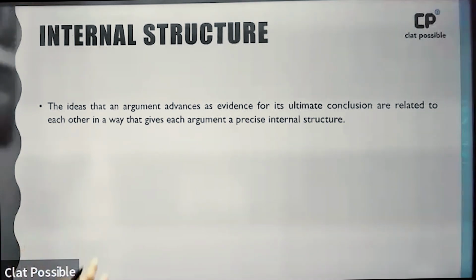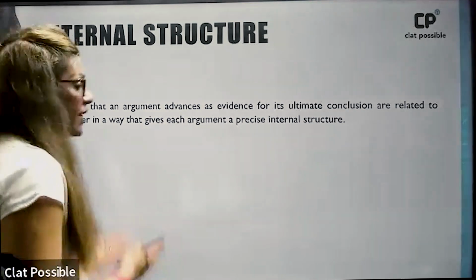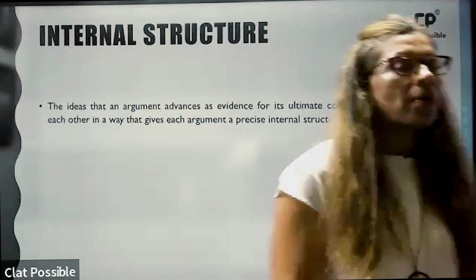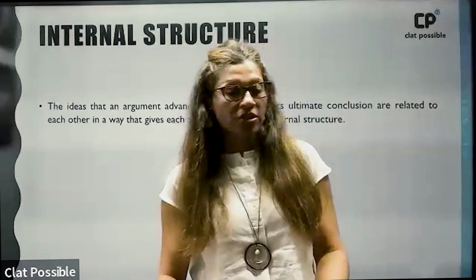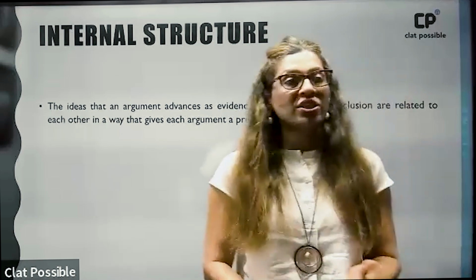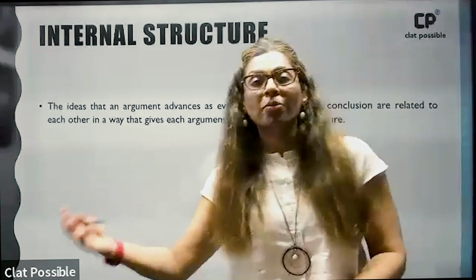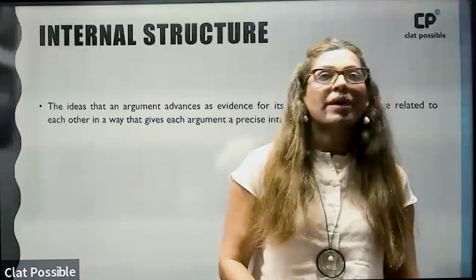Any idea that an argument wants to prove, which we call the ultimate conclusion, is related to other ideas through a precise structure. This structure we study in the class on method of reasoning. You get some questions which ask you how the argument is structured, or what is the role played by this sentence, what is the role played by that sentence.